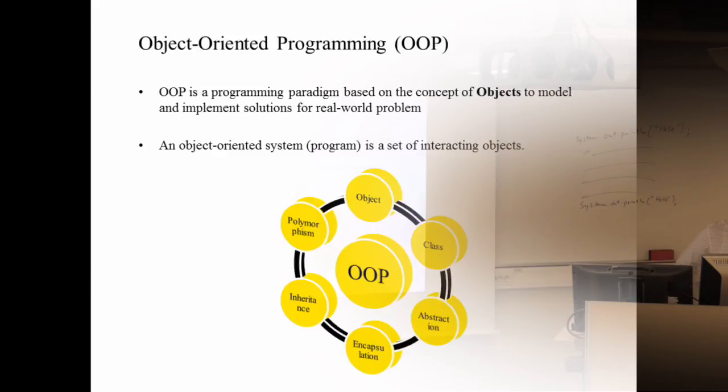Beginning with what object-oriented programming is, it's basically a programming paradigm. It's a way to write computer programs, and the basic idea is that in an object-oriented program we use the concept of objects to model the problems, to visualize the problems, and to solve those problems by defining the objects.